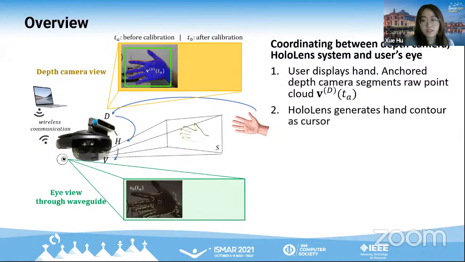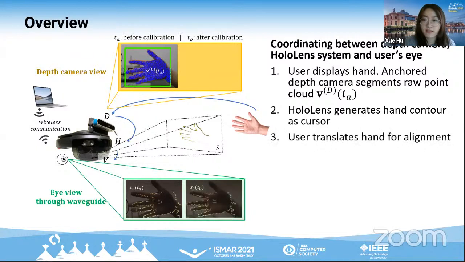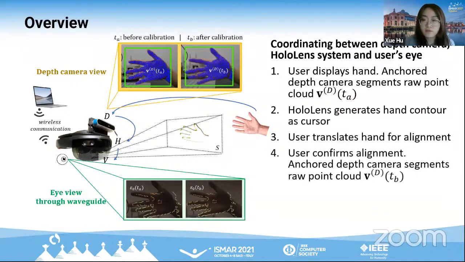To generate a customized hand contour, since the OSD display is not calibrated, the user will notice a misalignment between the cursor and the physical hand as shown on the screen. He or she should translate their hand for proper alignment. Once the alignment is confirmed at frame TB, the new 3D hand points will be segmented. The two point clouds are used to optimize the eye-related parameters for projection correction.